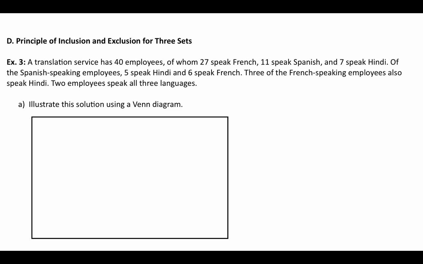Before we introduce the formula for the principle of inclusion and exclusion for 3 sets, we're going to do the same thing we did with 2 sets, which is show you how it works in the Venn diagram first. And then show you how that translates into a formula that you can use.